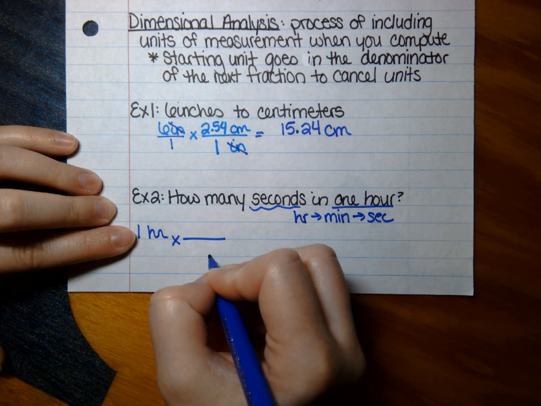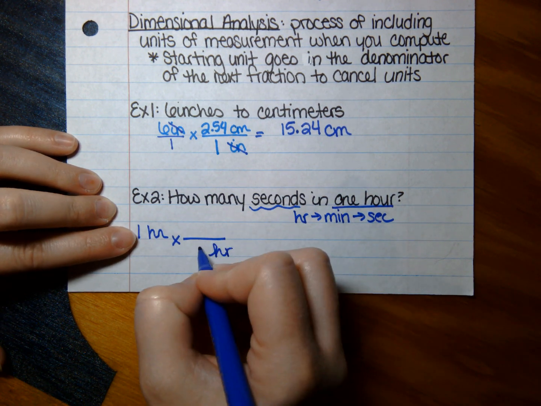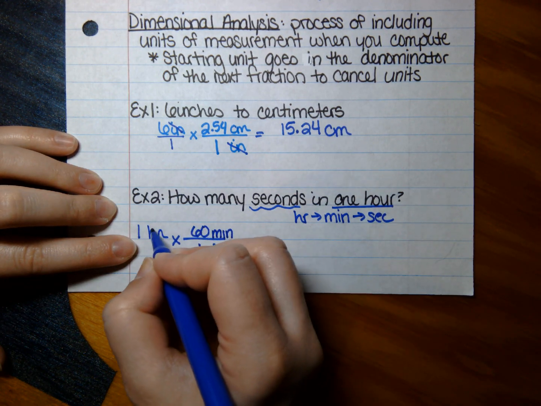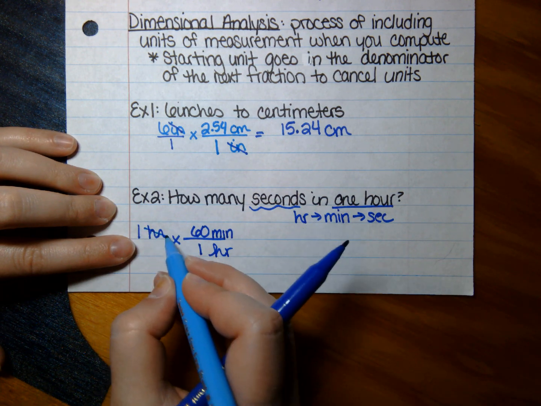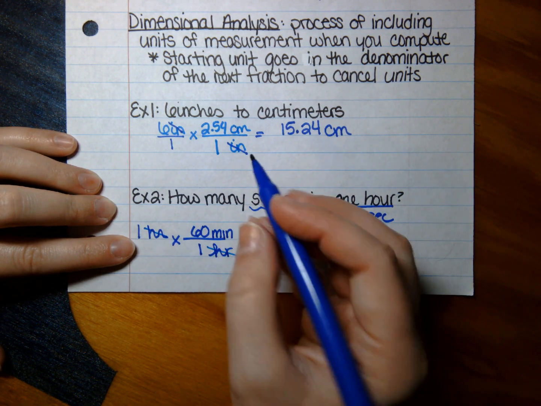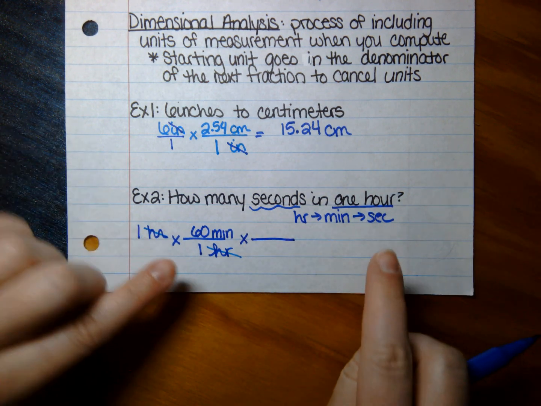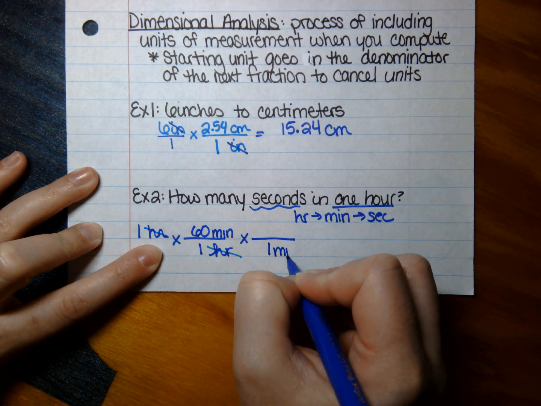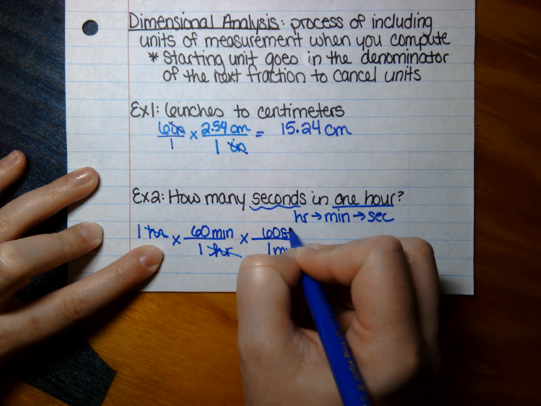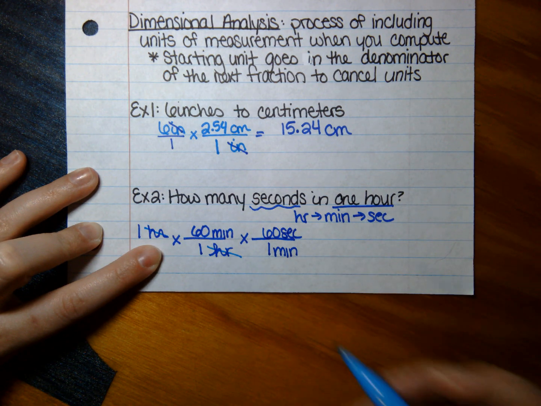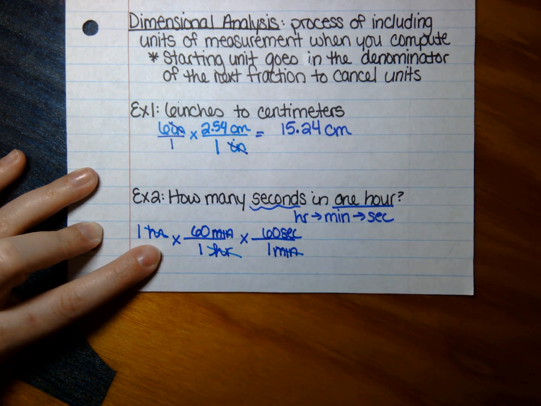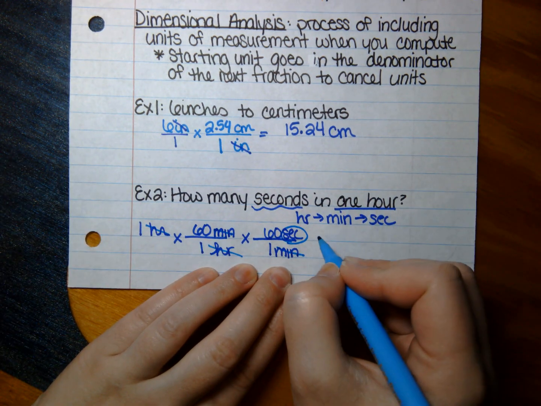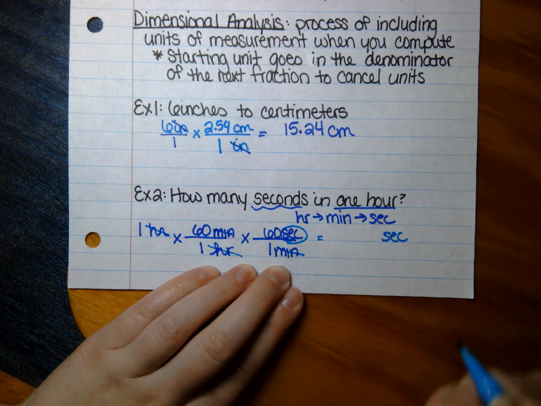So my hours is what I'm starting with. That goes in my denominator. So for 1 hour, I have 60 minutes. My hours cancel what I have on top and bottom. So I'm going to set up another fraction to go from my minutes to my seconds. So in 1 minute, I have 60 seconds. So now my minutes are going to cancel. So the only unit you have left is the seconds, which is what I'm looking for. So my answer is going to be in seconds.